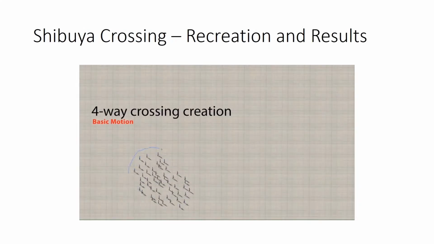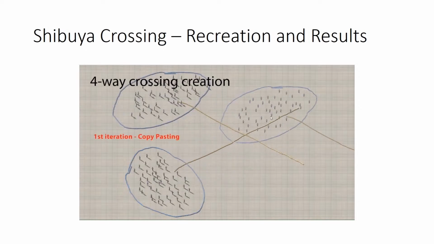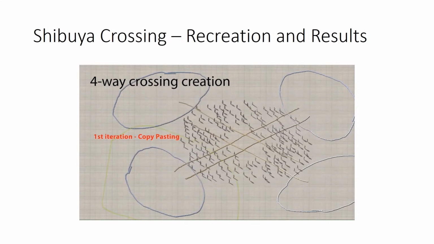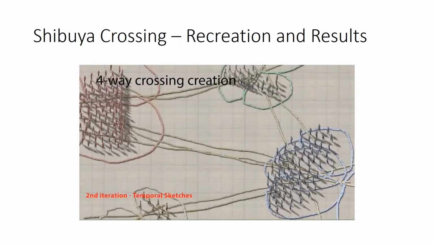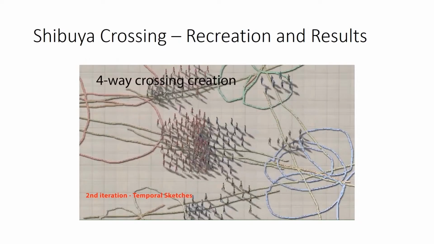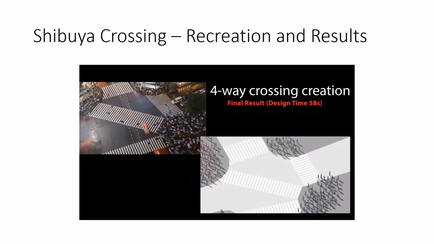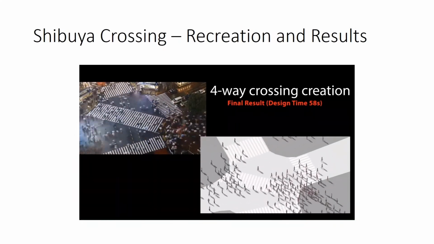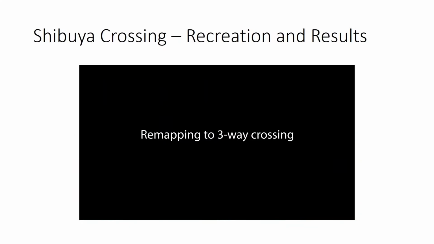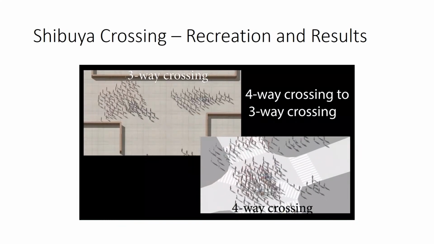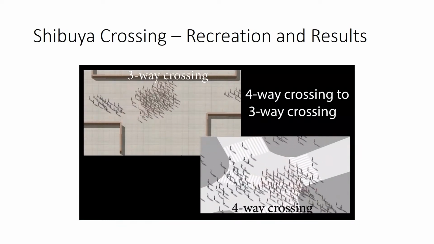In this example, we create a four-way crossing, making use of sketch tools and some copy pasting. We then make use of temporal keyframes to create a second iteration so that we can create the final four-way crossing. Now we remap it to a three-way crossing, make use of our source destination retargeting.